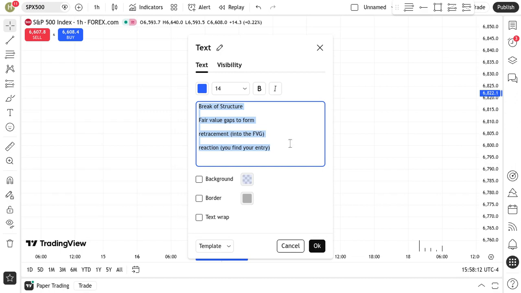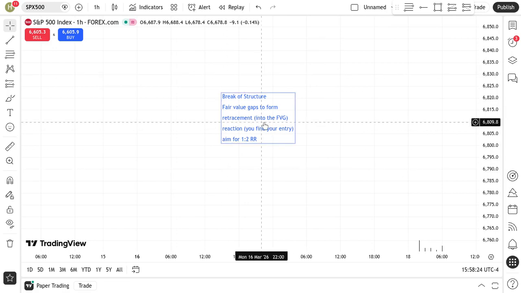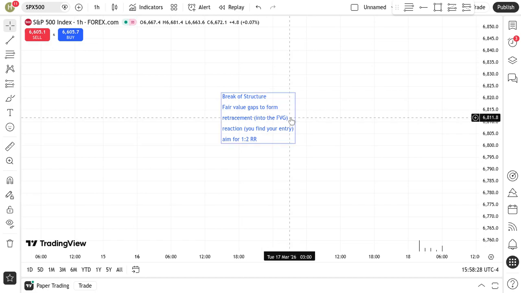Oh yeah, and then the one thing that you're also going to do is you're going to aim for 1 to 2 risk to reward. And that's basically going to be it. So it's a 5-step process. Very simple, very easy. Make sure to screenshot this if you didn't already.